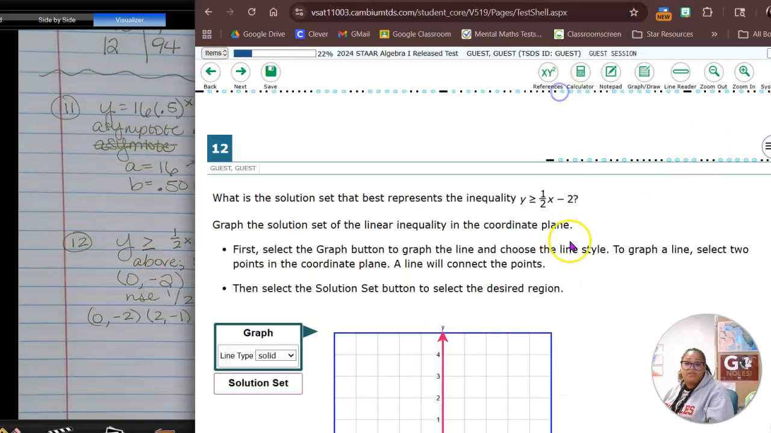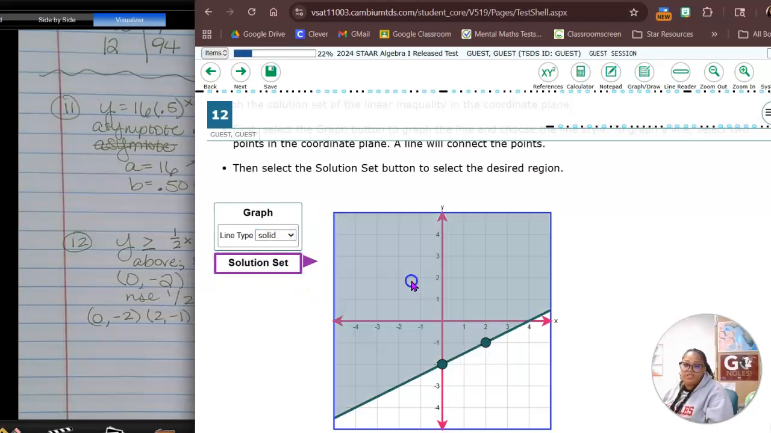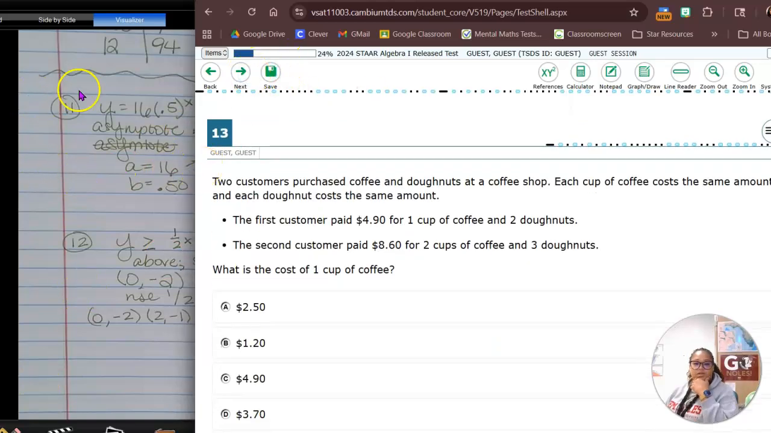So let's graph it, close this guy out. So 0, -2, and then 2, -1. Boom. Solid line. If I want to change it, I could change it to dashed, but I don't want to change it. And then my solution set should be shaded above. All right, let's go to the next question.